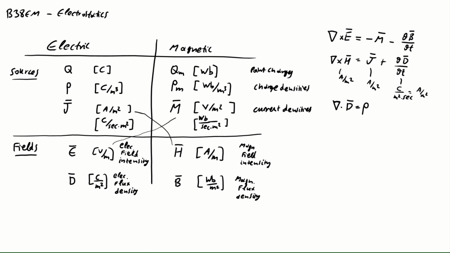So the divergence of D will have units of coulombs per meter squared per meter, and the units of the electric charge density are coulombs per meter cubed. The fourth equation, also known as the second equation of Maxwell, says that the divergence of B, the magnetic flux density, is equal to rho sub m, a magnetic charge density. The divergence of magnetic flux density has units of Weber per meter squared per meter, and these have to be the units of the magnetic charge density, Weber per meter cubed.